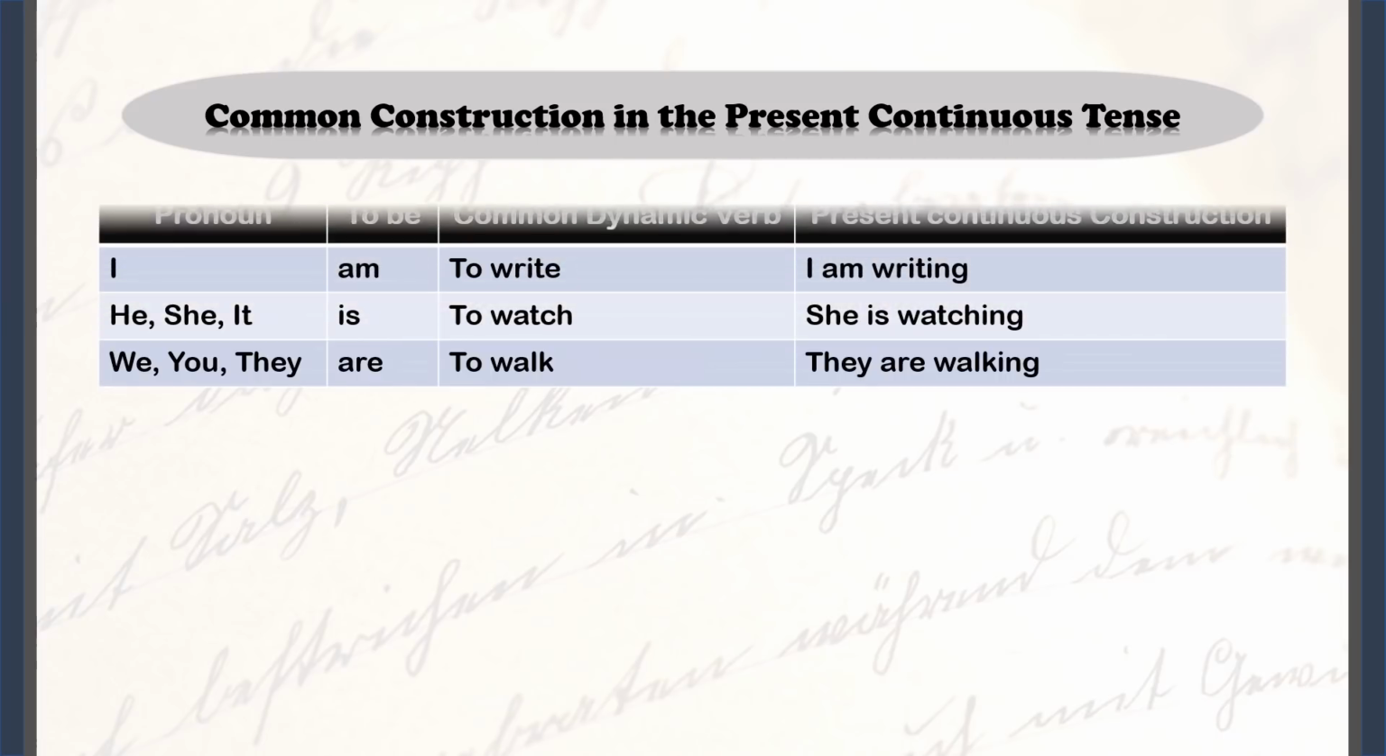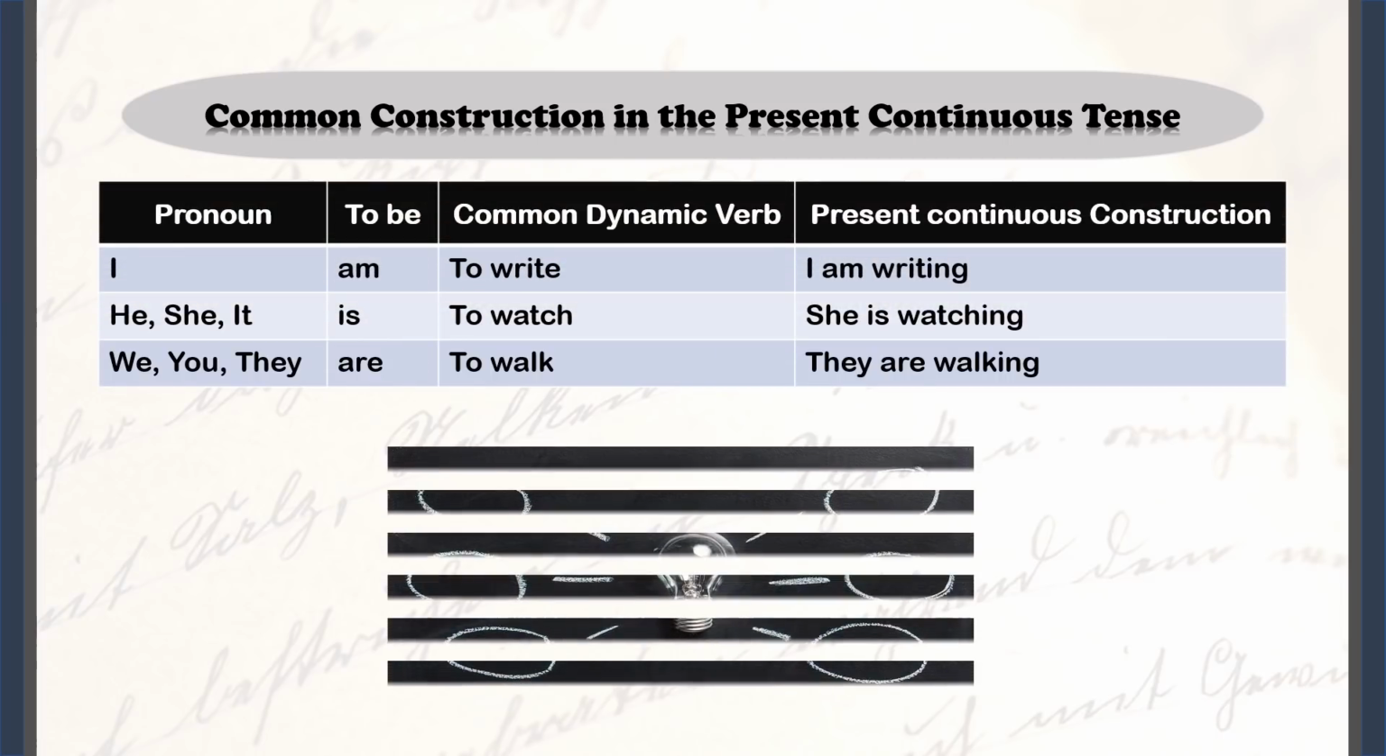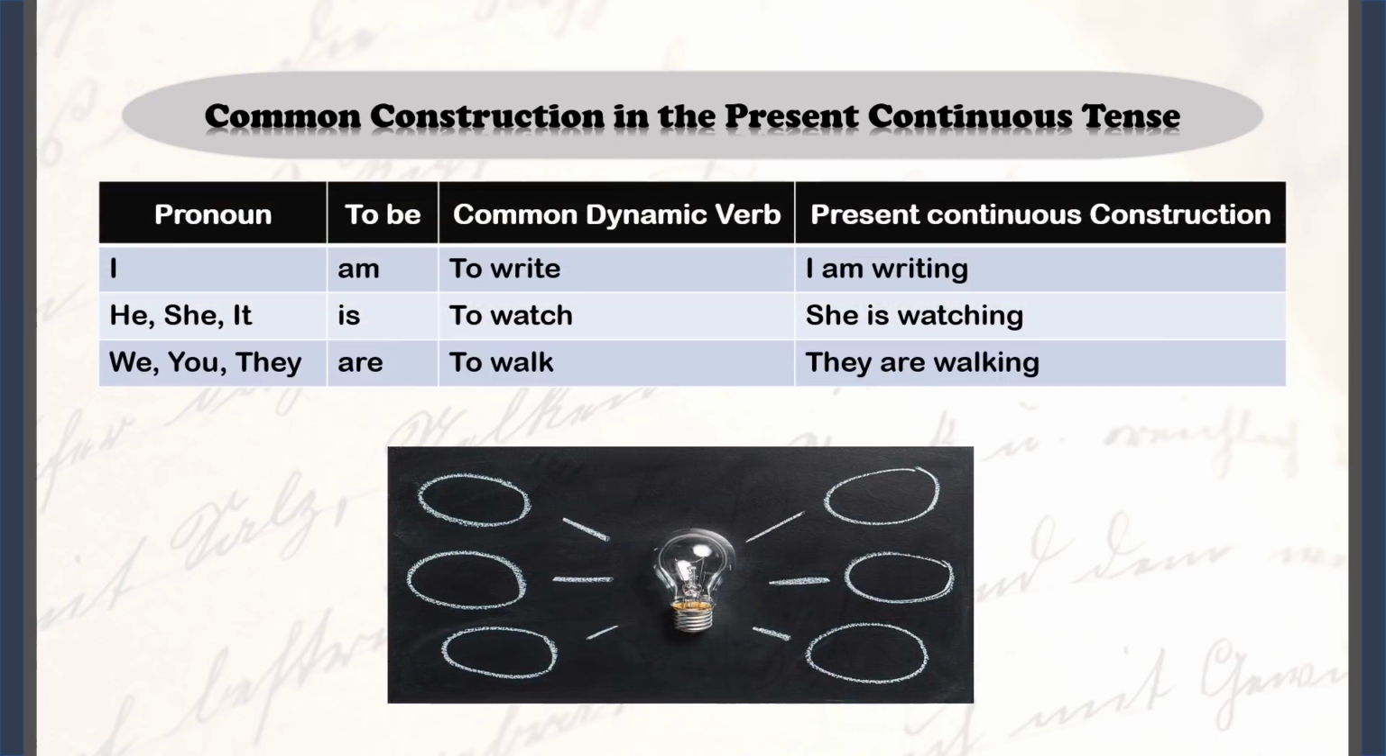Now look at this common construction for present continuous tense. Please go through the following table for understanding the construction. Here you can see the pronoun I, the to be verb is am, and the common dynamic verb is taken to write. The present continuous construction will be I am writing.